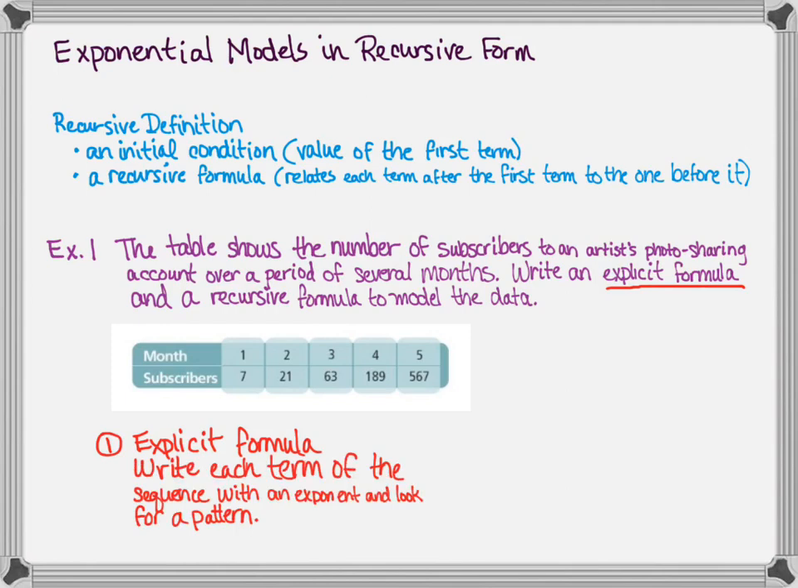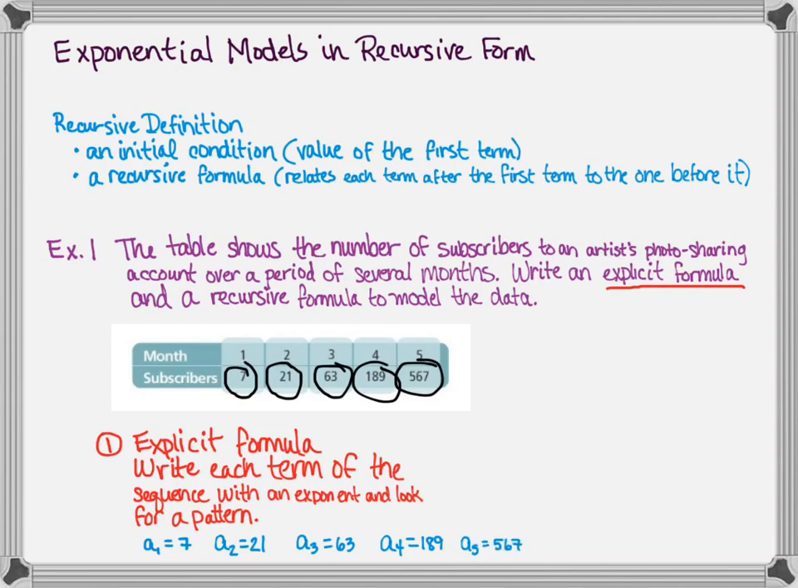So what we will first do is write each term of the sequence with an exponent and look for a pattern. So our first term, a sub 1, is 7. Our second term, a sub 2, is 21. So I'm looking at these numbers right here in the table. This is my sequence. My third term is 63. My fourth term is 189. And my fifth term is 567.